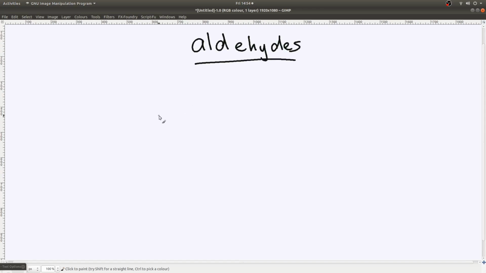Now an aldehyde, instead of having an OH group, will have a CO group, which we'll call a carbonyl group. For the aldehyde, that carbonyl group will be located at the end of the carbon chain. So let's look at a simple example of an aldehyde.